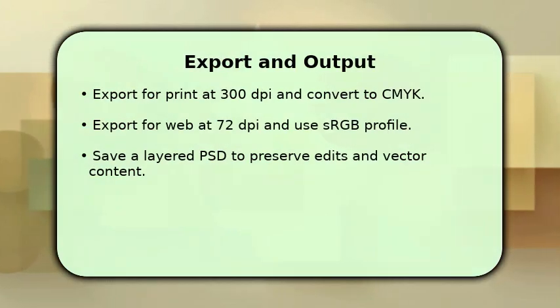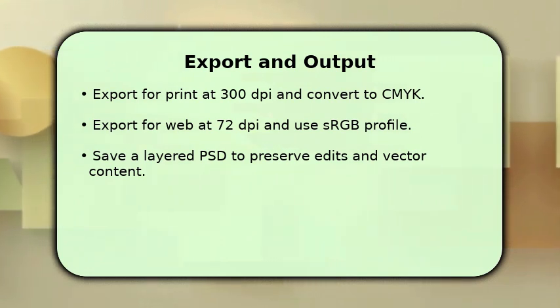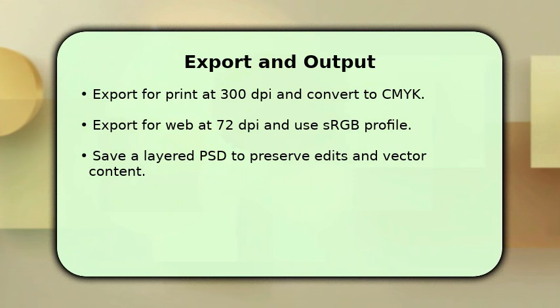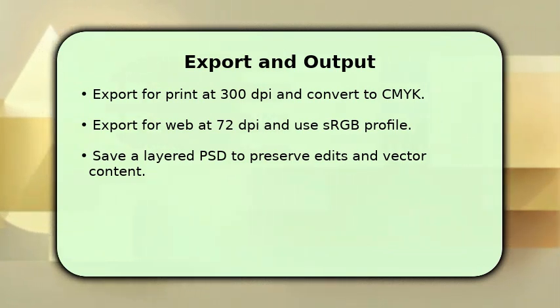Export with File Export as to choose formats like PNG or JPEG, or use Save as to keep EPS or PDF versions. For printing, export at 300 dpi and convert to CMYK if required by the printer. For web, optimize at 72 dpi and use sRGB color profile.